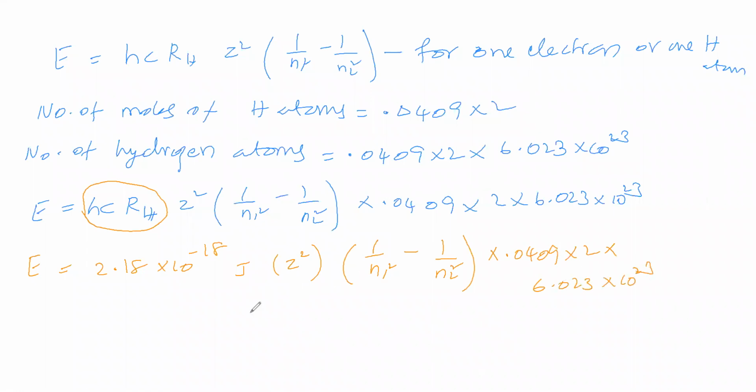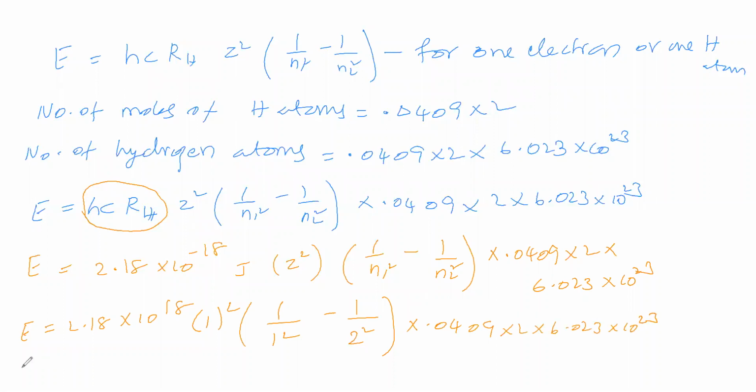Now we will substitute n1 and n2. So energy is equal to 2.18 into 10 to the power of minus 18. Z is for the hydrogen atom, therefore 1 square. n1 is the lower level, which is the first level. Then n2 is the first excited state, the level is 2, therefore 2 square will be substituted, into 0.0409 into 2 into Avogadro number.